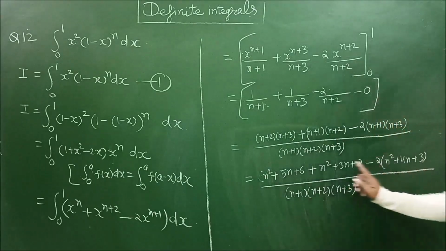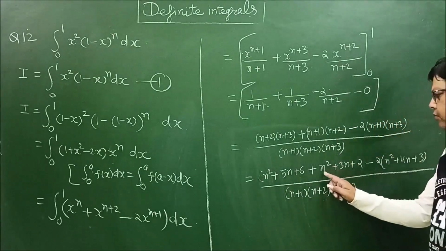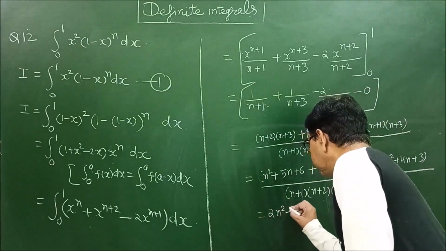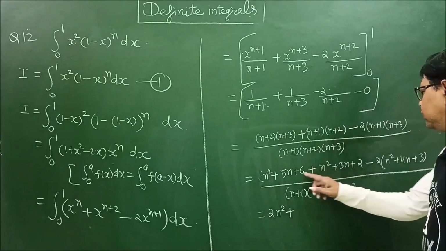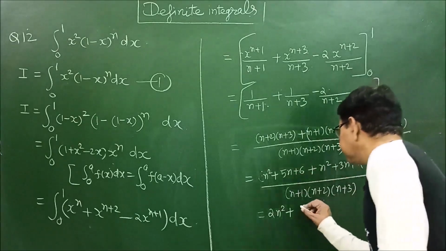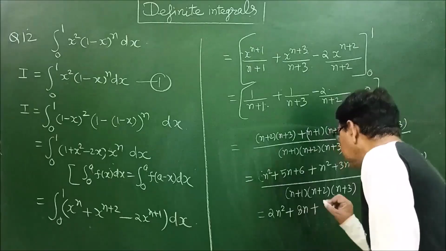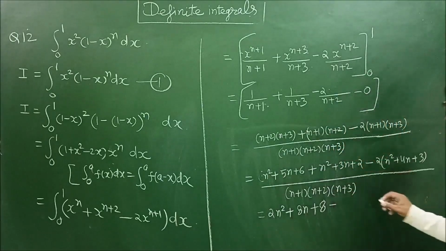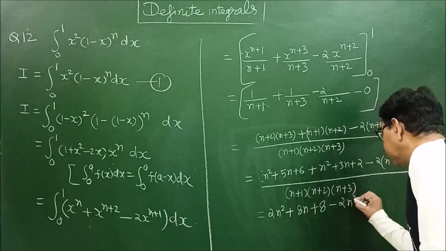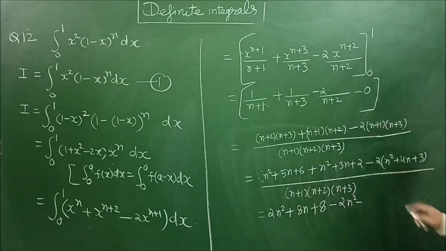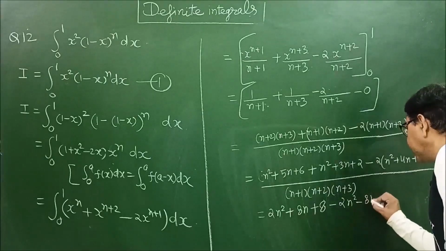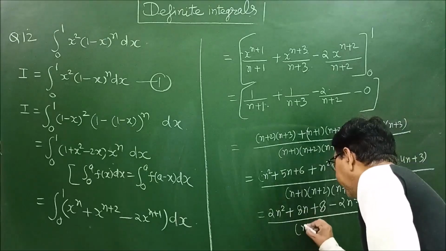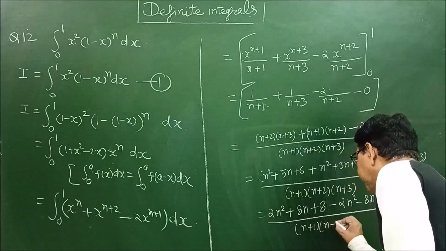Now on rearranging the terms, n square and n square is 2n square, plus 5 and 3 is 8n, plus 6 and 2 is 8, minus 2n square, minus 8n, minus 6, upon (n+1)(n+2)(n+3).